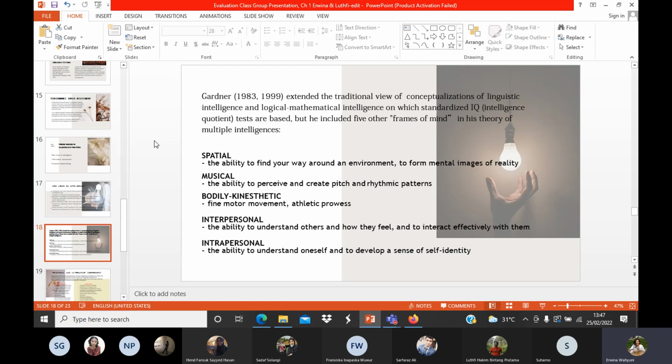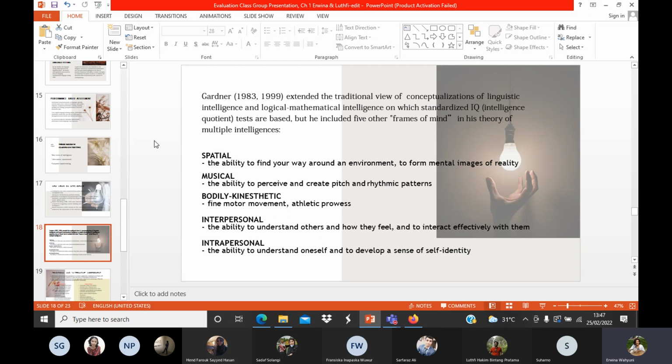Spatial here means that you have intelligence if you can find your way around your environment. It's more about this mental strength. Musical, if you are able to master or create some rhythmic patterns. Bodily-kinesthetic, if you are fit enough to do fine motor movements, to perform motor movement, and I think it relates closely with those who are athletes.